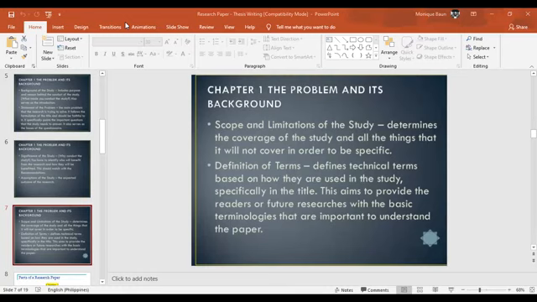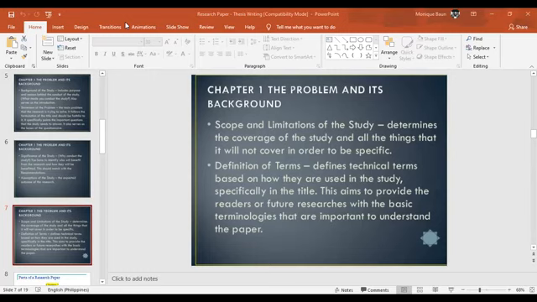Then the next one is definition of terms. It's like a glossary, like a dictionary in a research paper. It defines technical terms based on how they are used in the study, specifically in the title. This aims to provide the readers or future researchers with the basic terminologies that are important to understand the paper. For example, if you don't understand the words new normal education, you can find the definition under definition of terms for chapter 1. So it's like a dictionary.